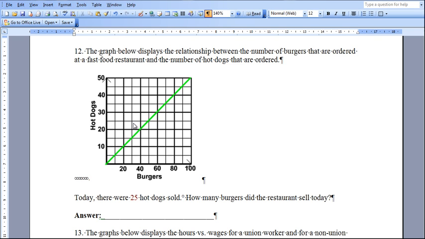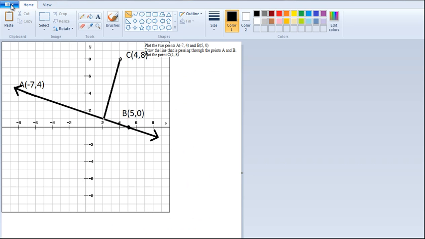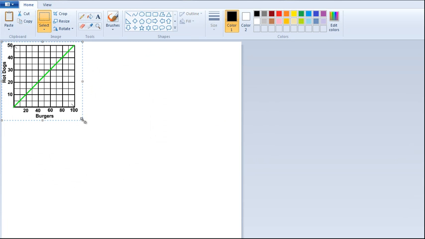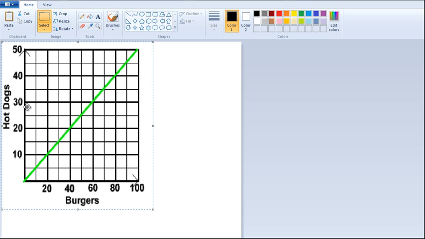So what we do is basically, let's see if we can copy this to Paint. So we have to go from 25 on this axis till we meet this line. So let's plot a point here.